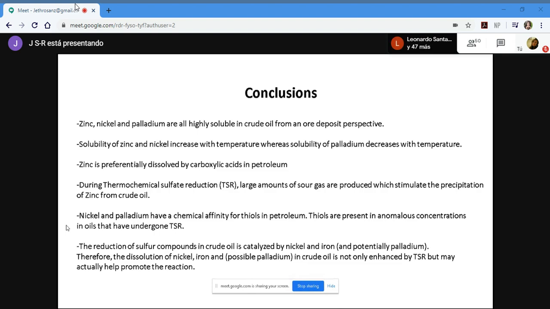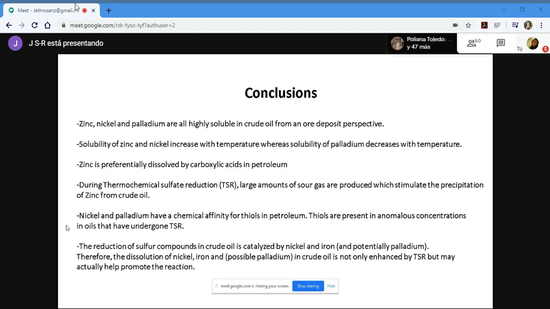During a reaction known as thermochemical sulfate reduction, we produce large amounts of hydrogen sulfide gas, and this hydrogen sulfide gas stimulates the precipitation of zinc from crude oil. Now, nickel and palladium have a high affinity for thiols in petroleum. The thiol content of petroleum is actually known to increase a lot during thermochemical sulfate reduction.